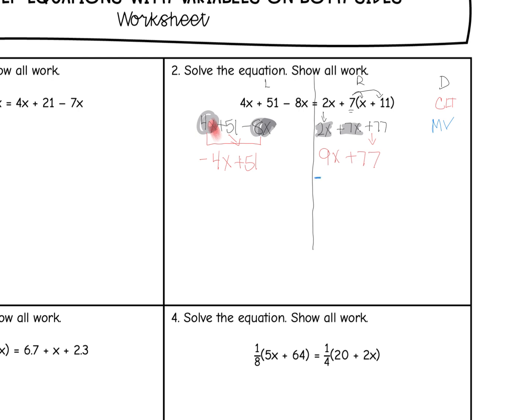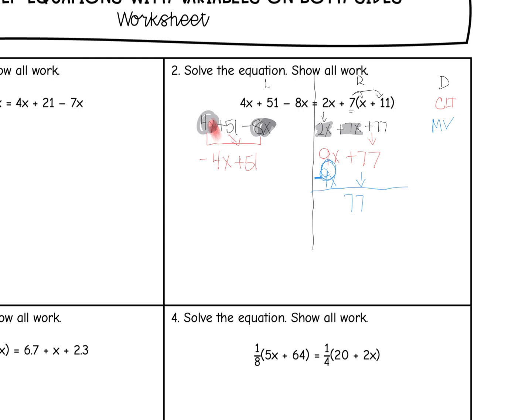So to do that, I'm going to use inverse operation. I'm going to subtract 9x. So when I subtract 9x, my plan works. This becomes 0. That's what I wanted. I haven't done anything with my 77, so I bring that down.